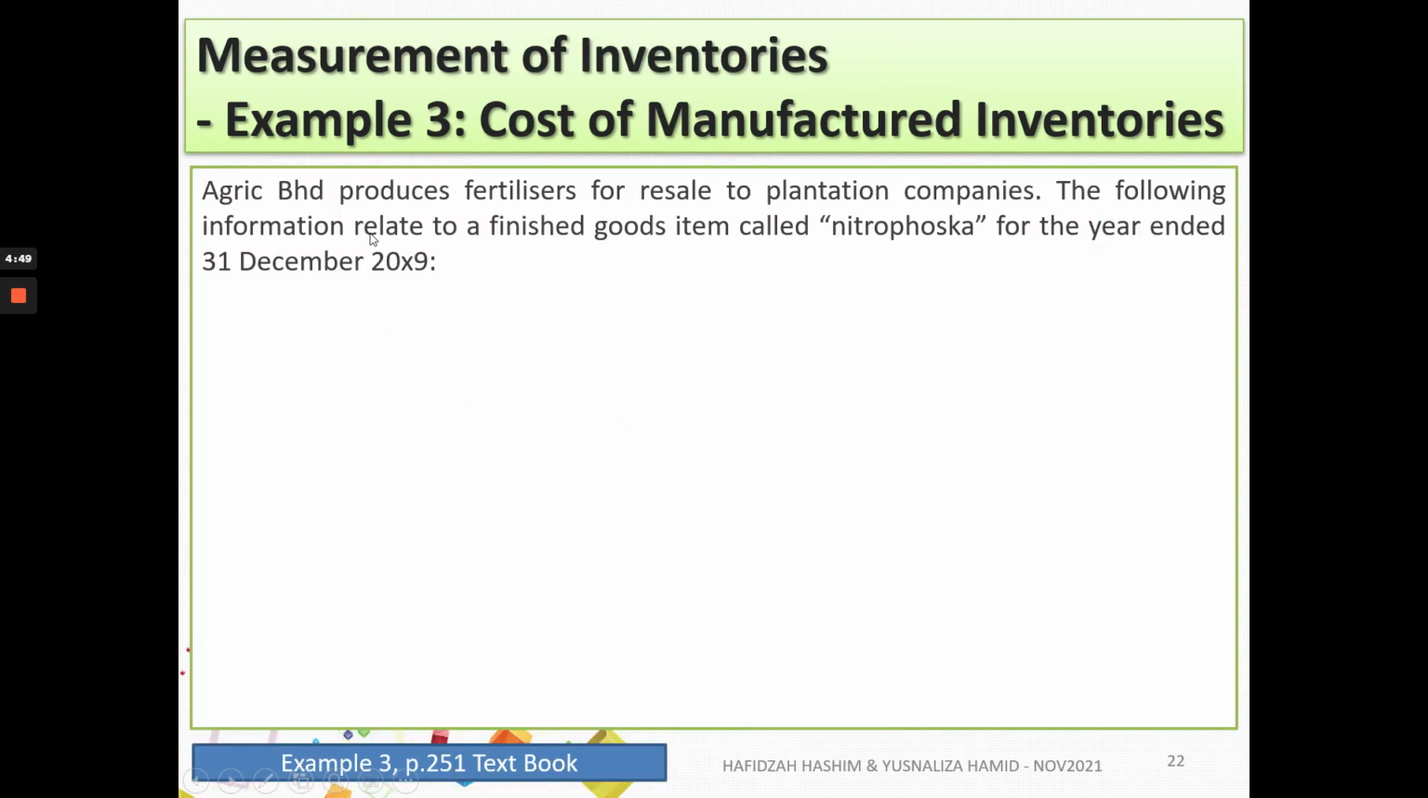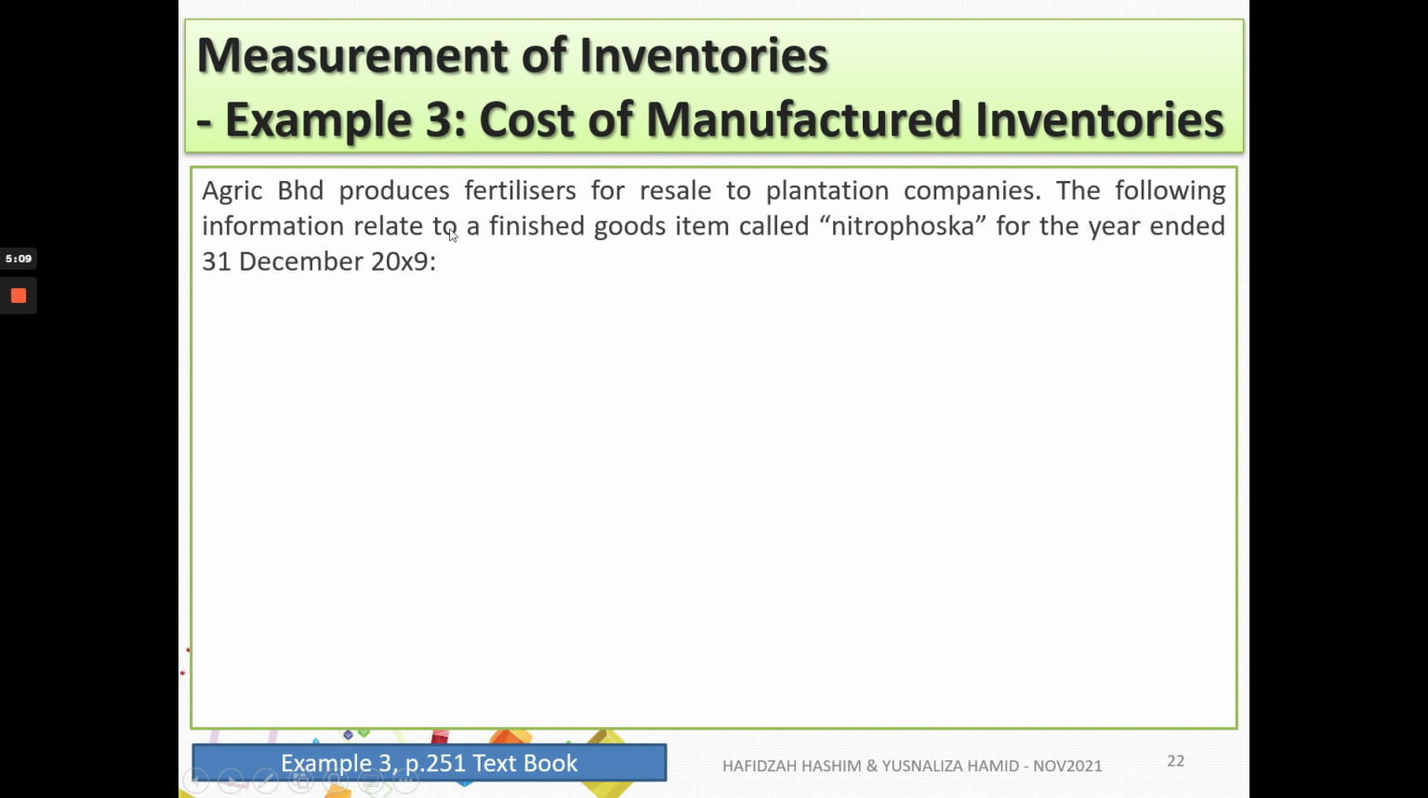318,140. So let's look at the next example, example 3, which focuses on the cost of inventories that are manufactured. The earlier one was the cost of inventories in the case of a trading business, but this is for manufacturing inventories.